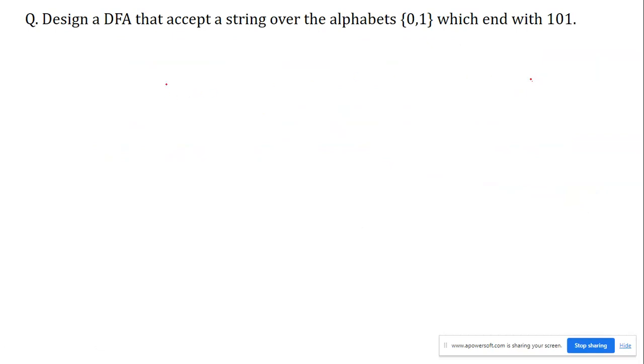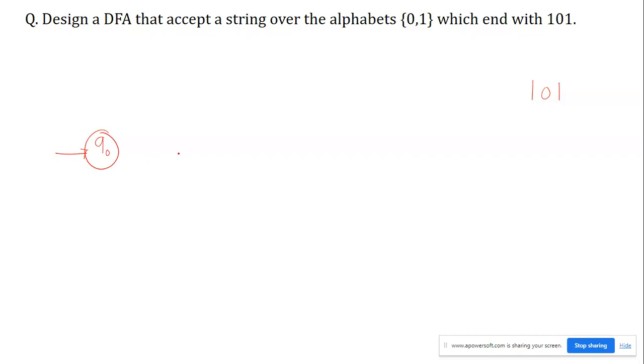Whenever you are solving any question, first find out the minimum possible string. If you think about this question, what can be the minimum possible string that ends with 101? Here it is 101 itself. This is the minimum possible string, ending with 101. So I will draw the DFA for the minimum possible string first.